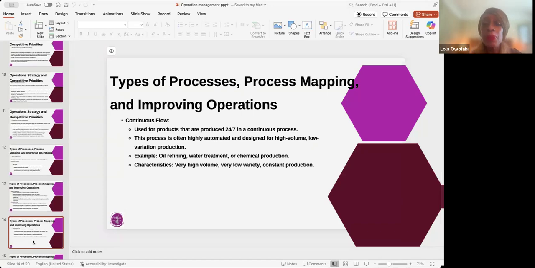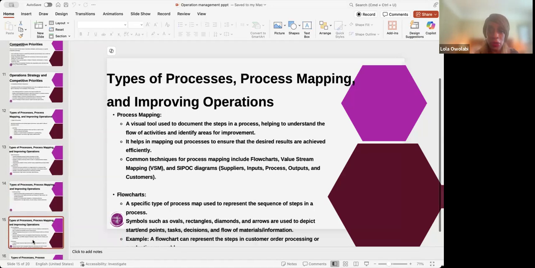And then we have continuous flow. It's used for products that are produced 24/7 in a continuous process. This process is often highly automated and designed for high volume, low variety production. Example, oil refining, water treatment, or chemical production. The characteristics are very high volume, very low variety, and constant production. Okay, so that is the explanation of that.